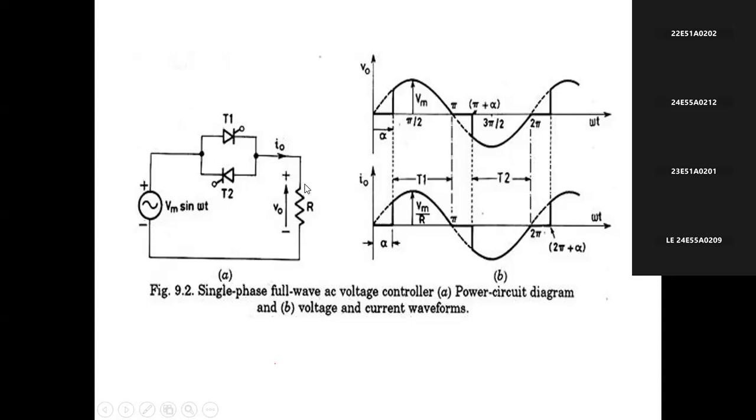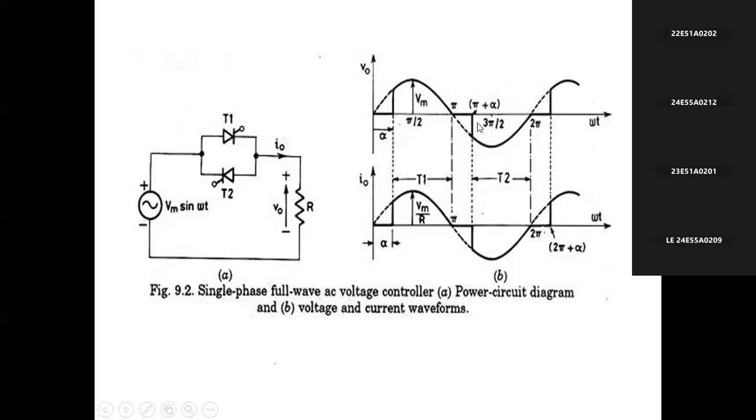That's why the load is disconnected from the source. Your load is a resistance. There is no connection between the source and load, so we are not getting output voltage from 2 pi to 2 pi plus alpha. From 2 pi plus alpha onwards, I will get the output voltage like this.